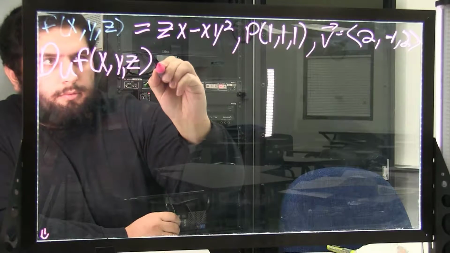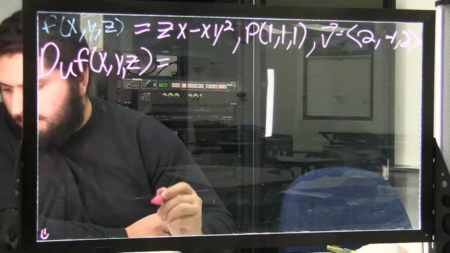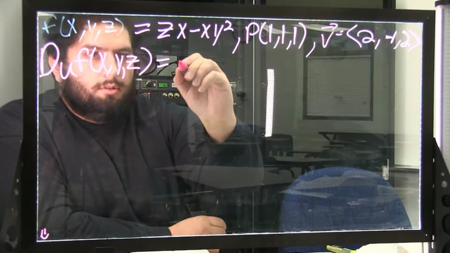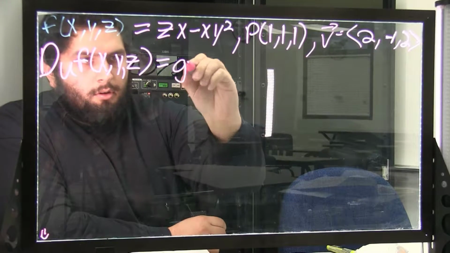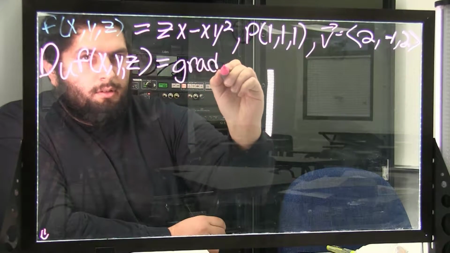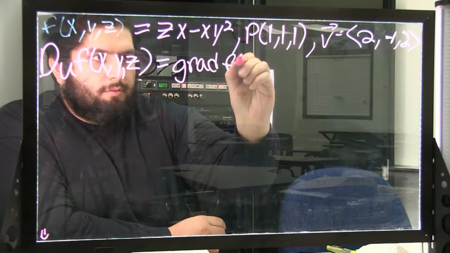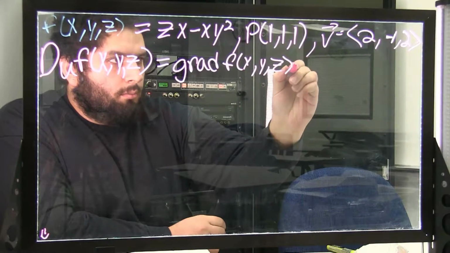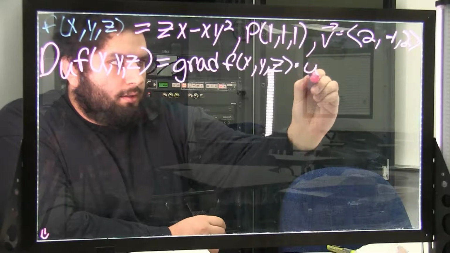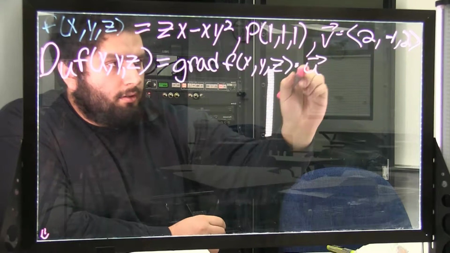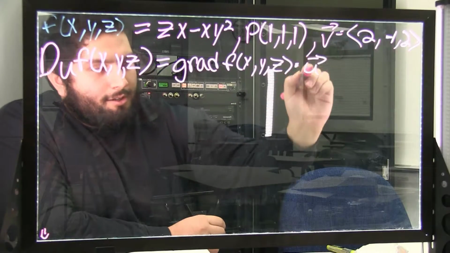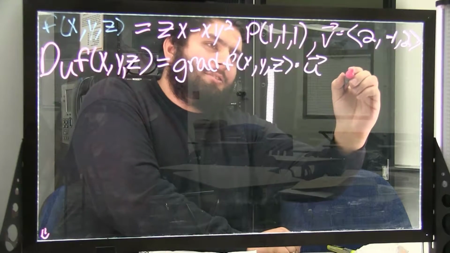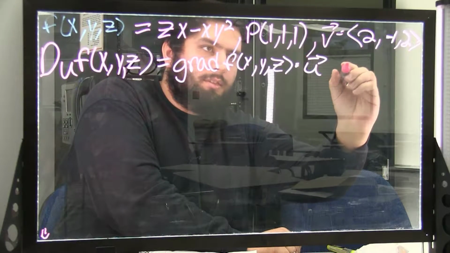First we're going to start with what we're going to try to build to, which is going to be the gradient of f of x, y, z multiplied by the unit vector. Note that it's the unit vector, not the regular vector. So first, let's start with the unit vector.